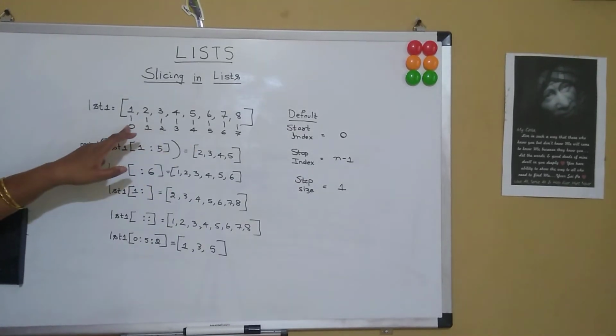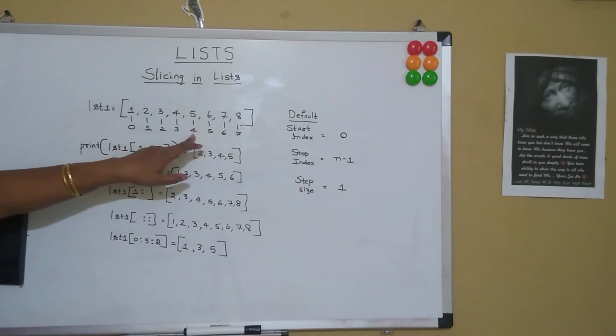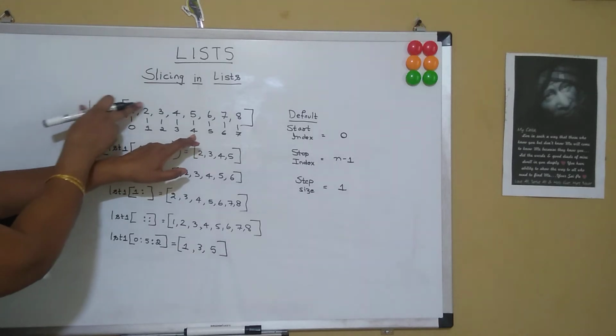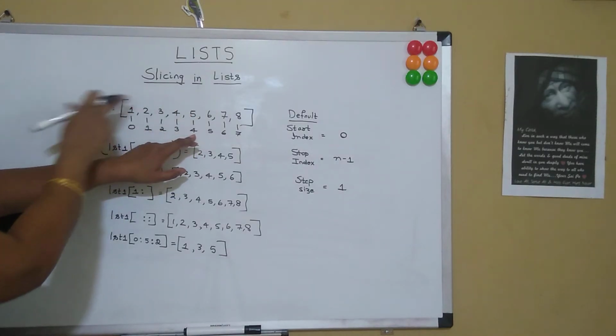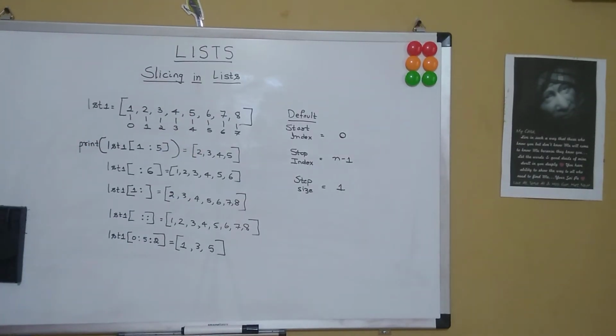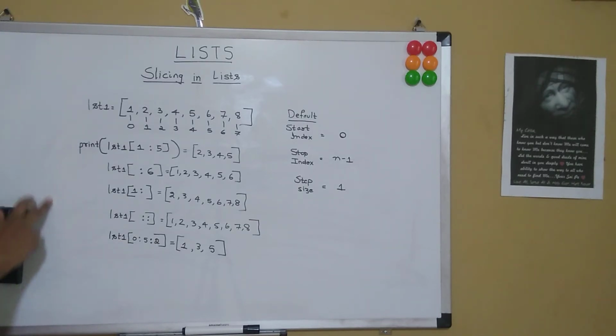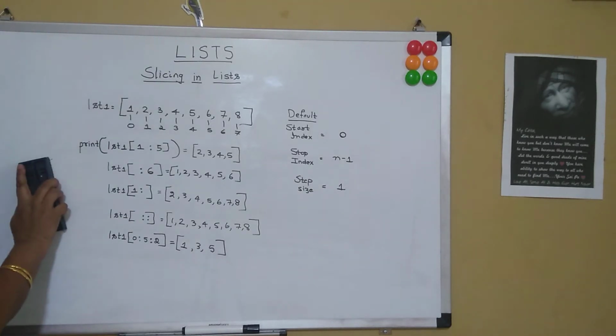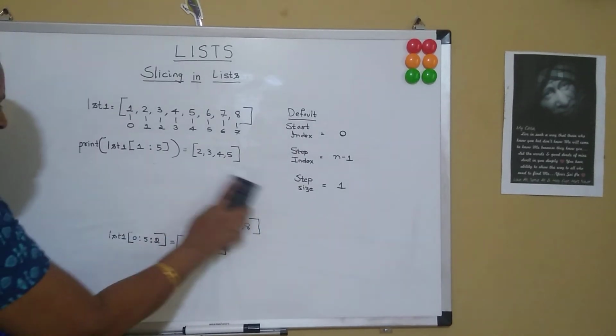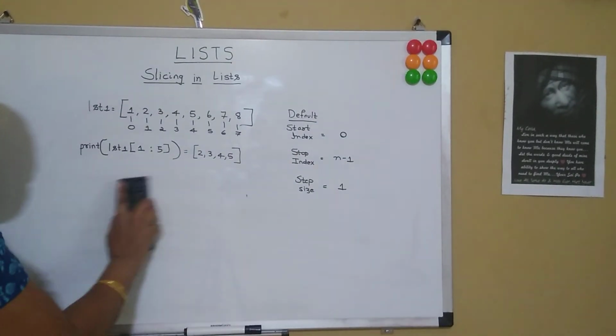Because it goes from 0 to 4th index, only the digits 1, 3 and 5. The alternative digits will be omitted if we give the step size as 2. So this is how the slicing in list takes place in Python. Now suppose let's take some negative indexes and see how it works.